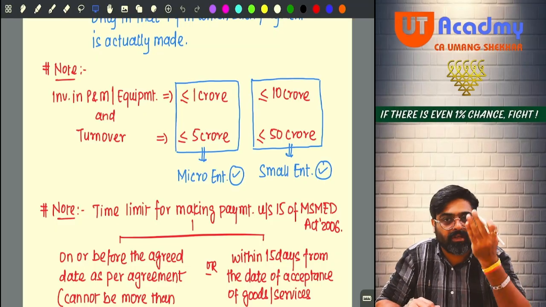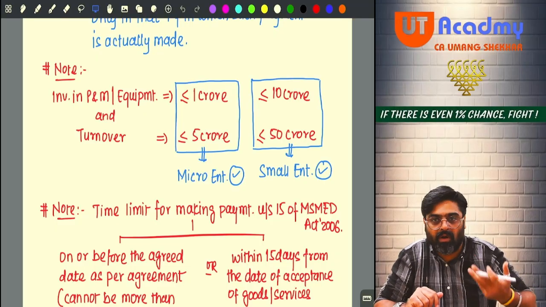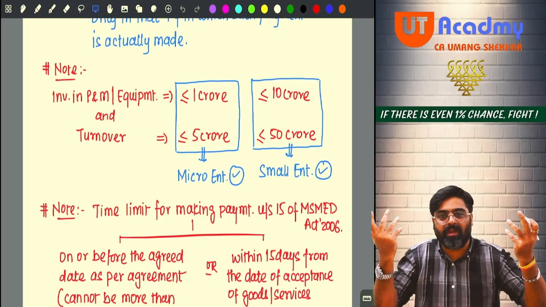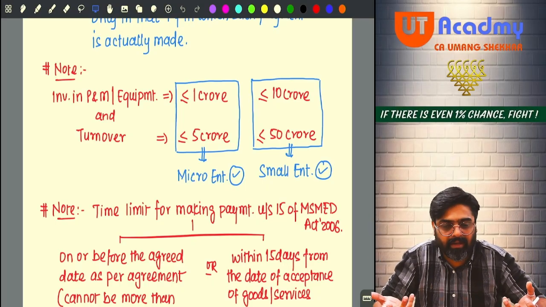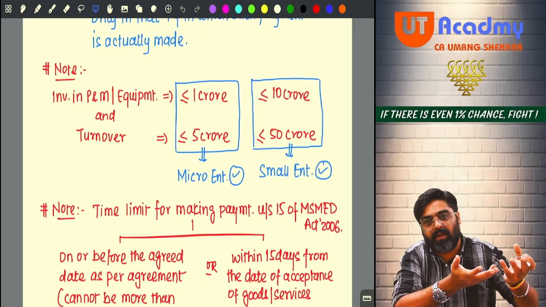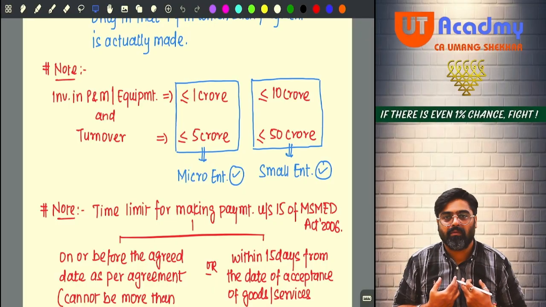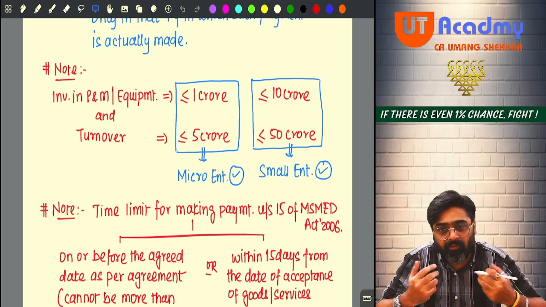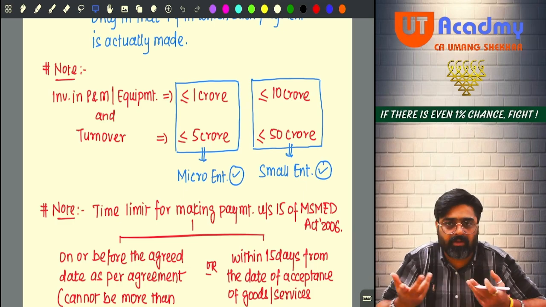So why are you making such laws which people are not following? Okay, just showing that we are doing something for MSMED, and ultimately for our betterment, whatever law you have made, if people are not following, what benefit are we getting? We are not surviving. We don't get money from our customers on time.